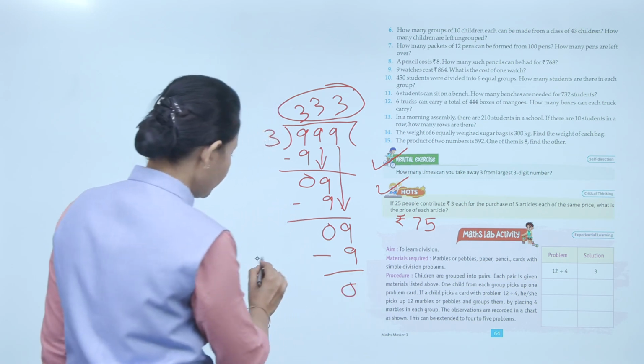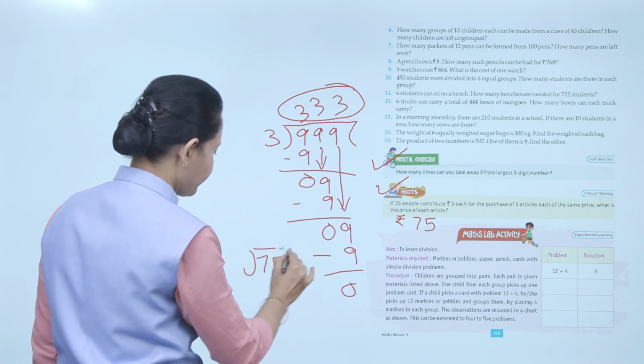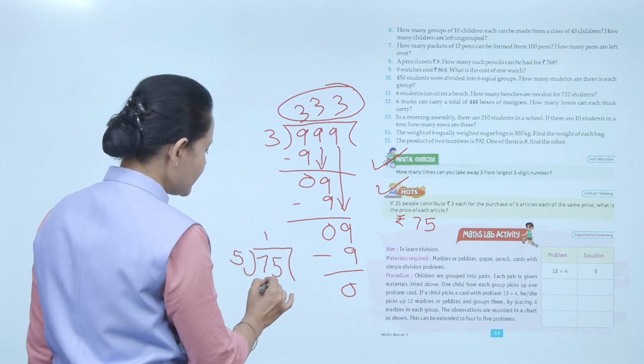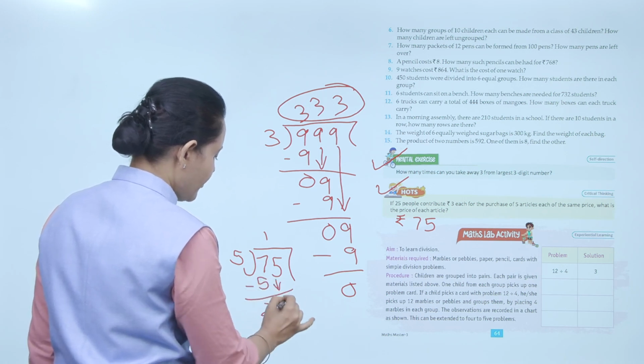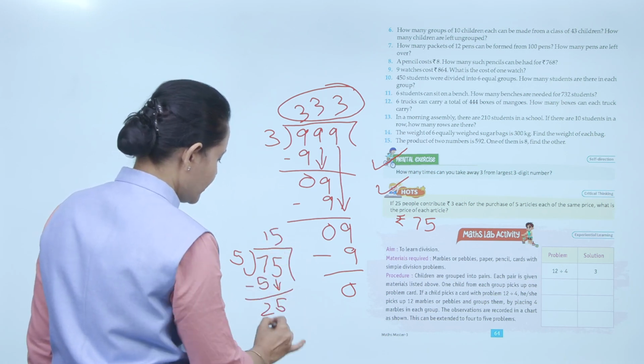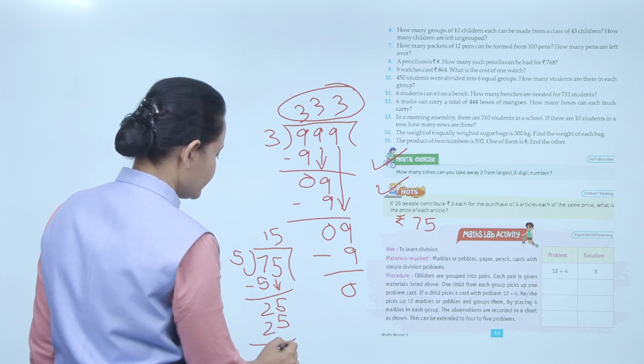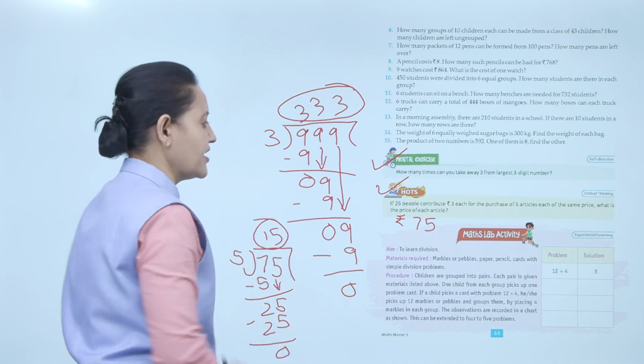So 75 को हम डिवाइड कर देंगे 5 से. 5 1s are 5. सब्ट्रैक्ट करेंगे 2. 5 5s are 25. So 15 is the price of each article.